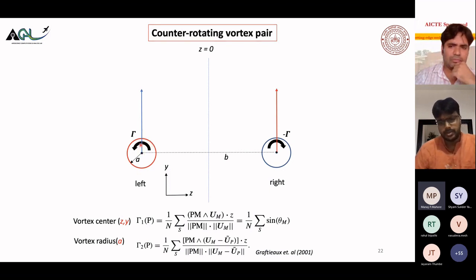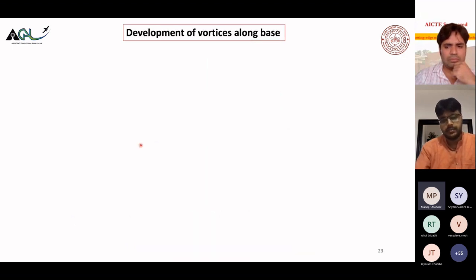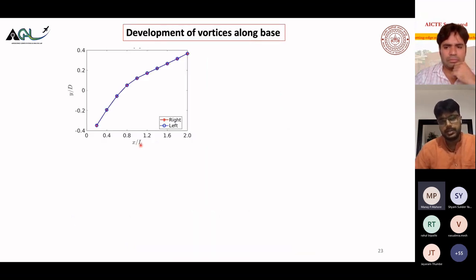You can read more about the gamma 1, gamma 2 approach, but it's a very beautiful approach that helps you identify the vortex and characterize it. When I use this criterion, it gives me both the vortex center as well as the vortex radius. And once we have that, we can see how these vortices develop along the base. So what am I doing? I'm basically quantifying the vortex that we got from my LES.